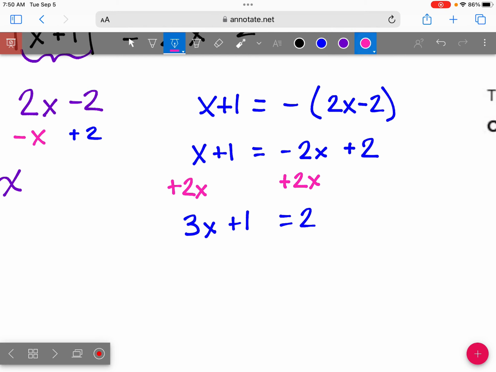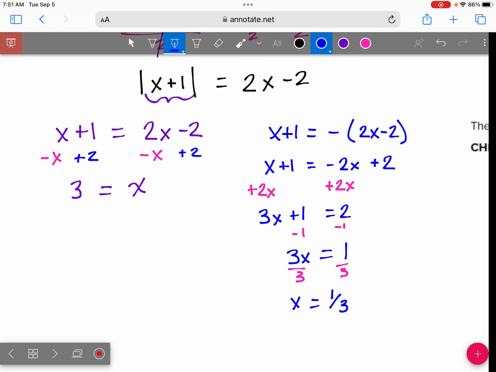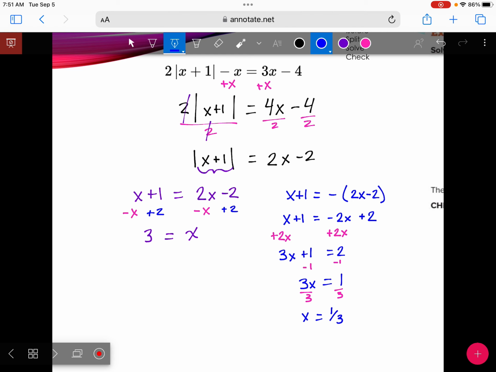Minus 1 on both sides. So we get 3x equals 1. Divide by 3. x equals 1/3. And we can do that. We can have fractional answers. They're not always going to be pretty. So there's our solve. Next we need to check.